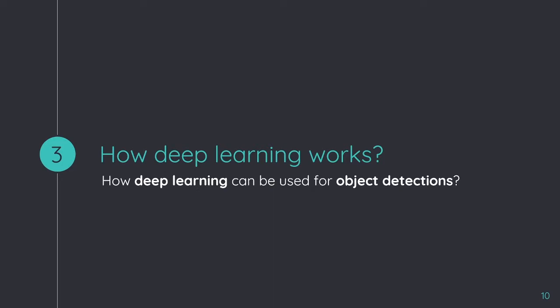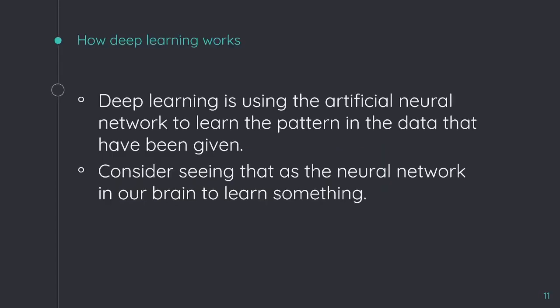In this section, we will learn about how a deep learning model works and how deep learning can be used for the object detection task. The deep learning concept works by using an artificial neural network that can learn the pattern in the data that has been provided. Basically, the inspiration for the artificial neural network is the neural network in our brain. So we can consider the artificial neural network as the neural network in our brain when we want to learn something.